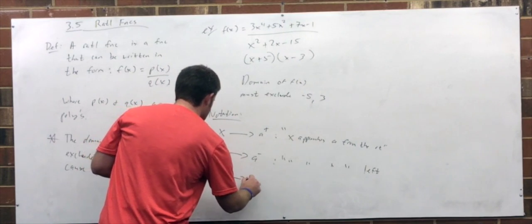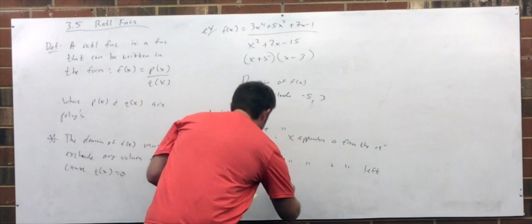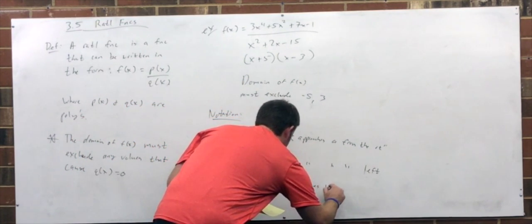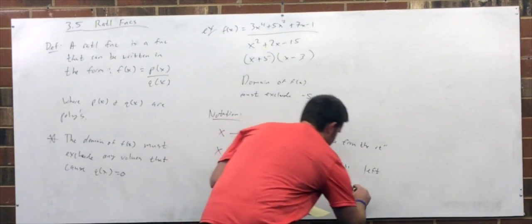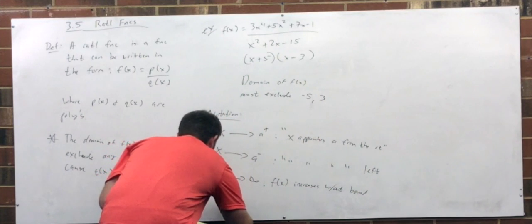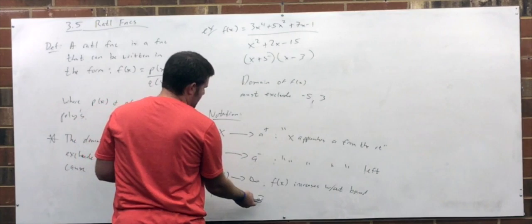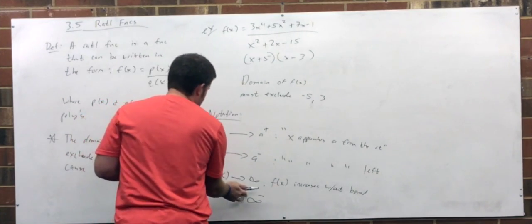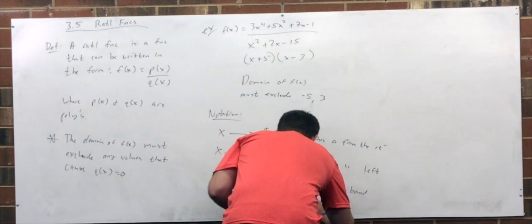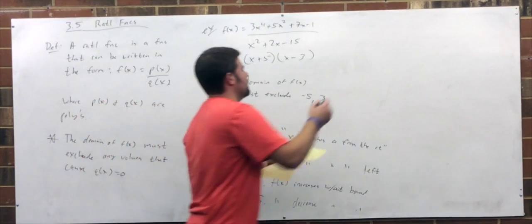f of x approaches infinity. Writing it this way is just another way of saying f of x increases without bound. And then writing it this way, f of x approaches negative infinity. Sometimes you'll see it behind it, sometimes you'll see it in front of it. It doesn't really matter. It says the same thing. It says f of x decreases without bound.